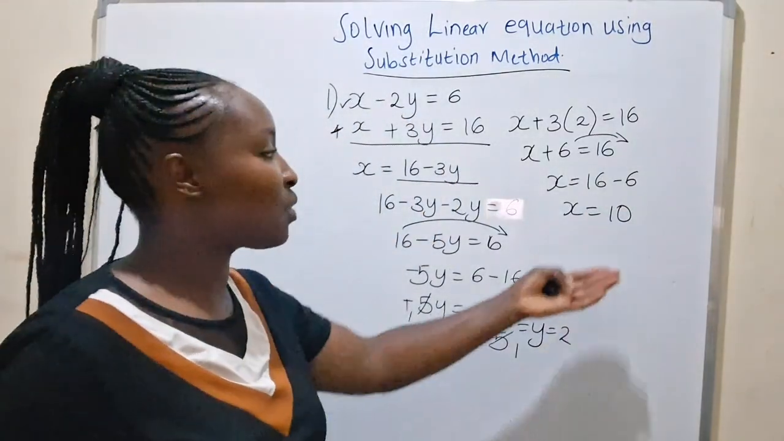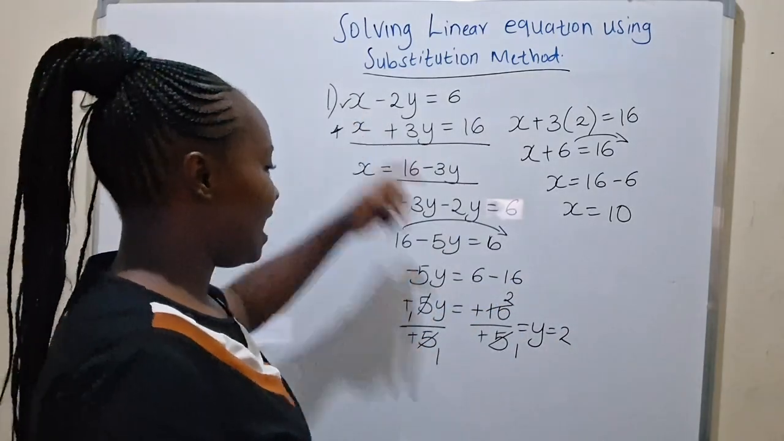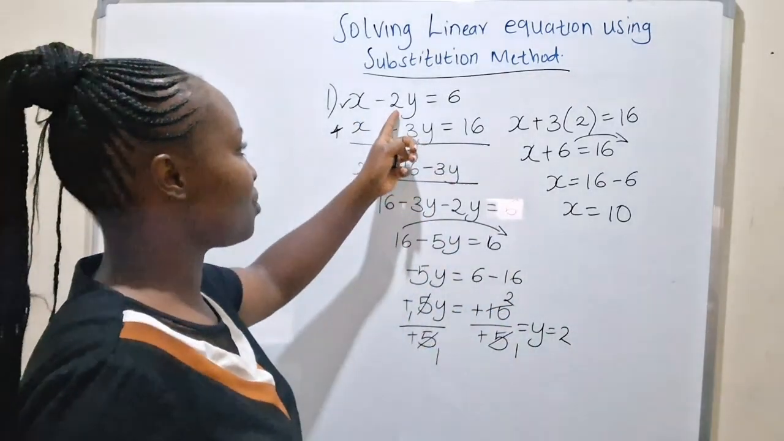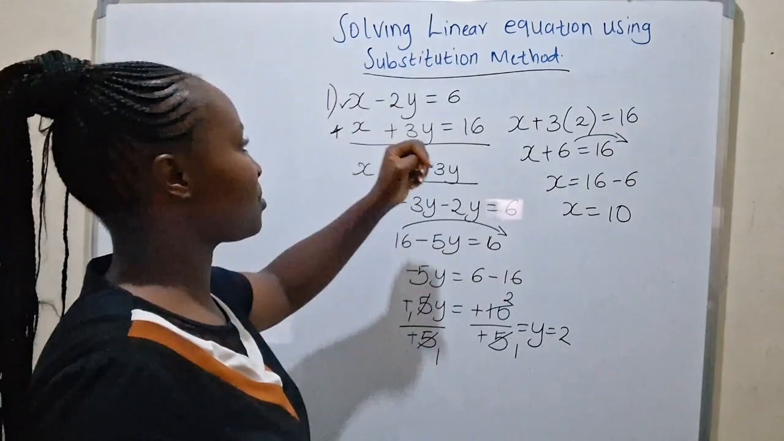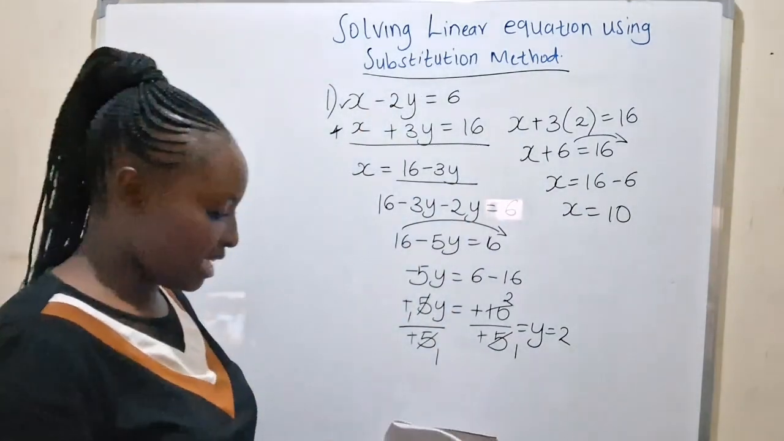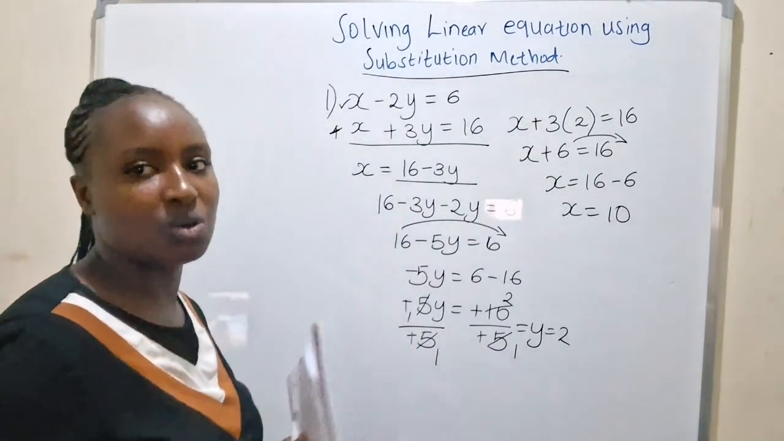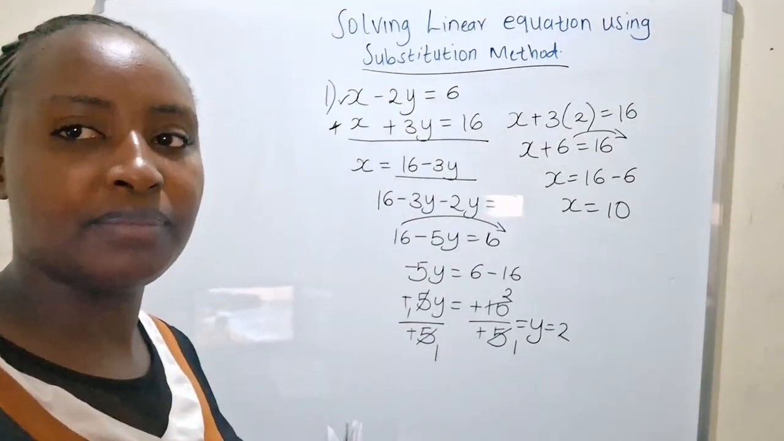And you might want to confirm if you are right. So if your x is 10 and y is 2, 2 times 2 is 4. So 10 minus 4 is what? It is 6, right? That is how you confirm that you've gotten the right unknowns. So we go to our next example.